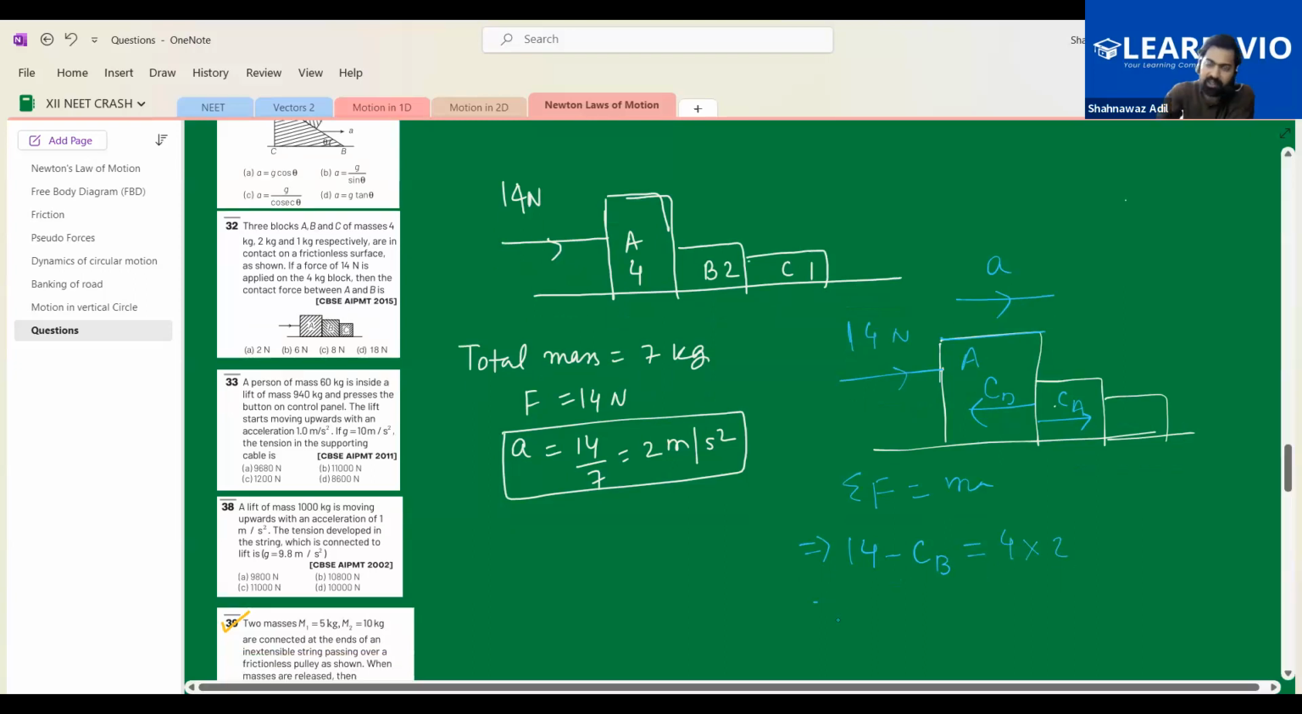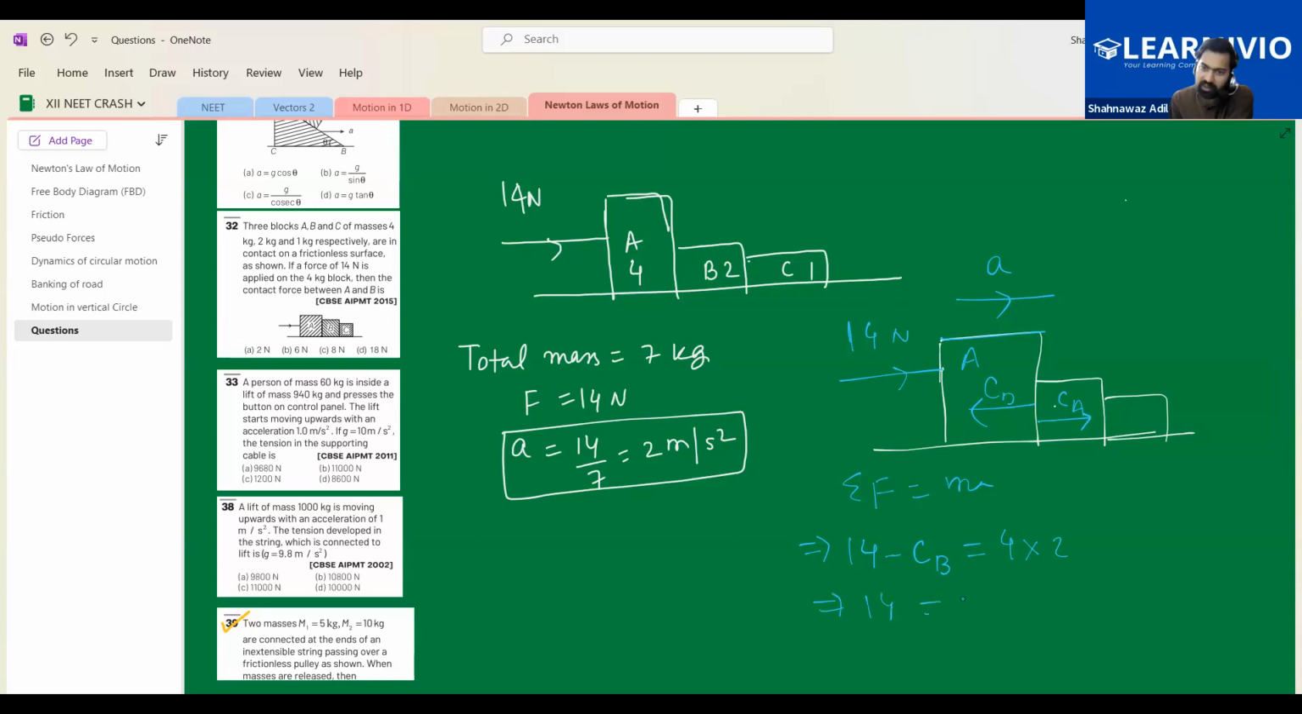So then 14 minus 8 equals C. So how much is C? CB is 6 Newton. So this would be the contact force applied by B. Is it clear? We have to just use the free body diagram. Yes, is it clear? Yes, sir. Yeah, then please note it down. Right, so please note it down.